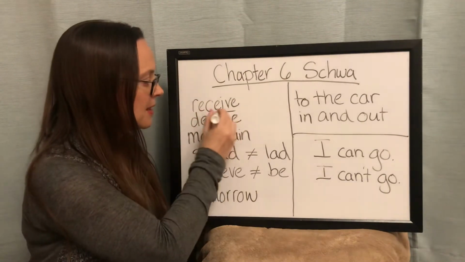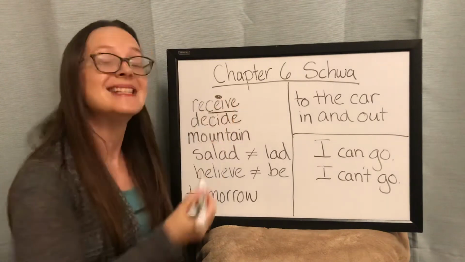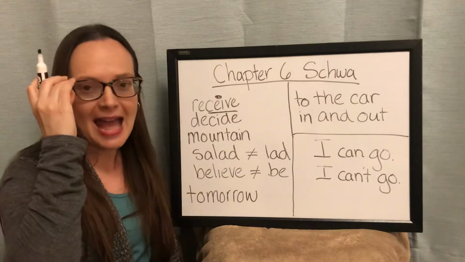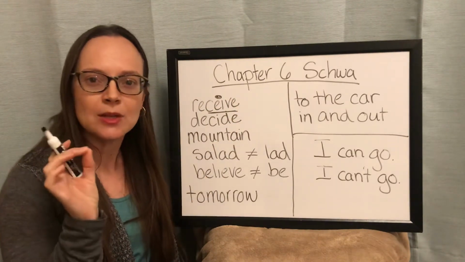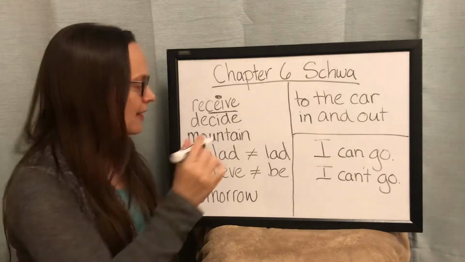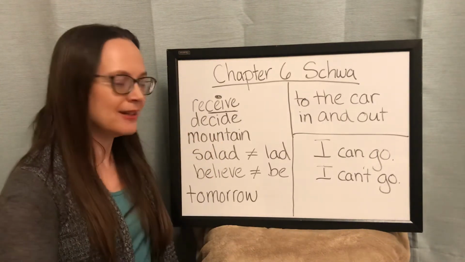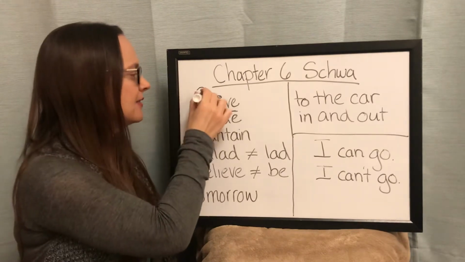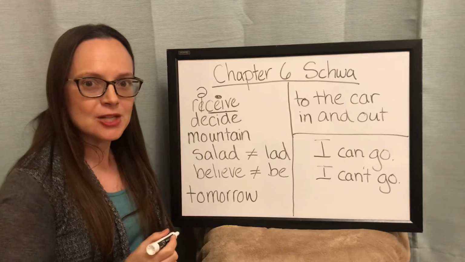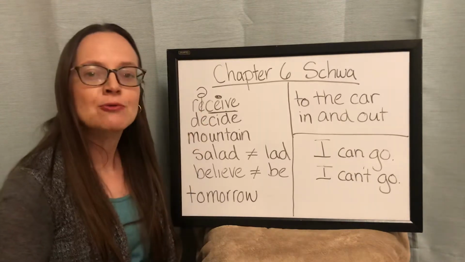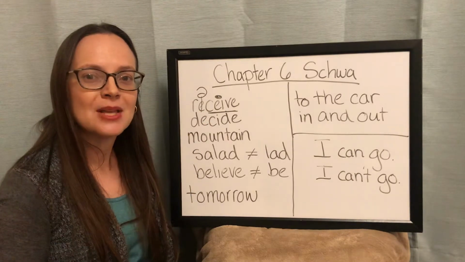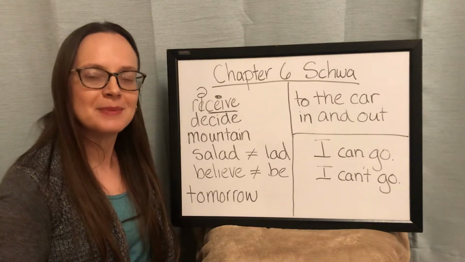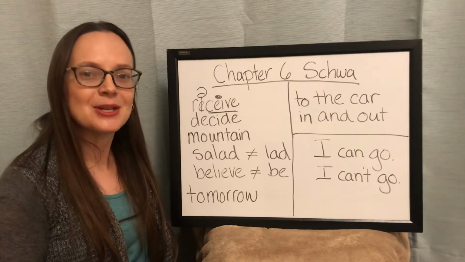So the stressed part of this word is actually over here on "ceive." So that part has to have a very clear vowel. This part does not have to have a clear vowel. So it actually stops sounding like "ree," and it sounds like this schwa. Schwa. Pronounce for me, "ruh." Receive. Repeat after me. Receive.